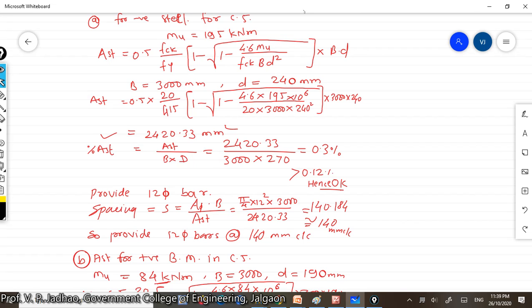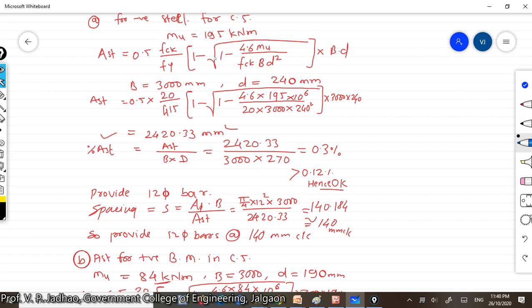So we'll continue from the last video or lecture. In the last lecture we calculated the AST requirement for positive and negative bending moment in the column strip. Now we'll start with the steel requirement calculation for the middle strip. Along the shorter and longer span the steel requirement is the same because our panel is a square panel.